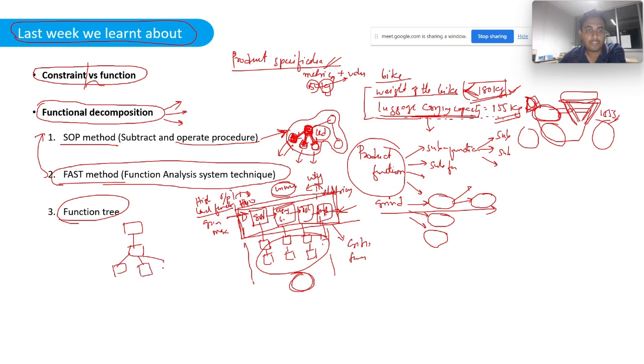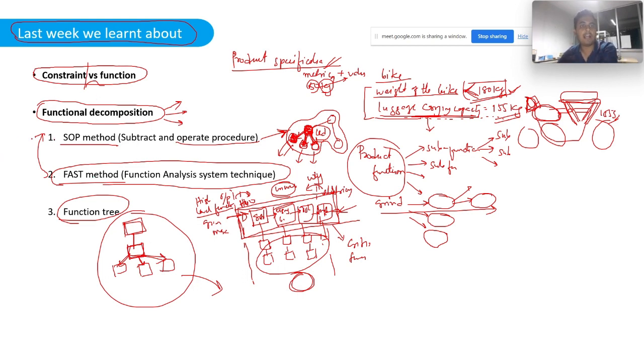Okay, so this particular functional tree is helpful when you actually try to convert and go for product form design or product architecture design, because this is the basis. On the basis of this particular function tree you can next move forward for working on functional architecture, that is the product form. So this was what we learned in the last class.